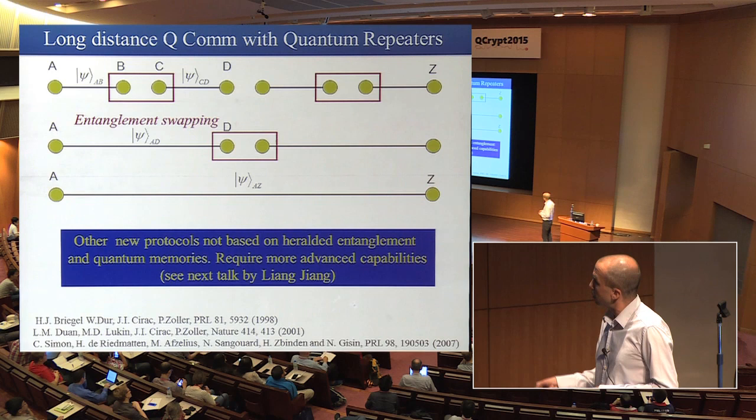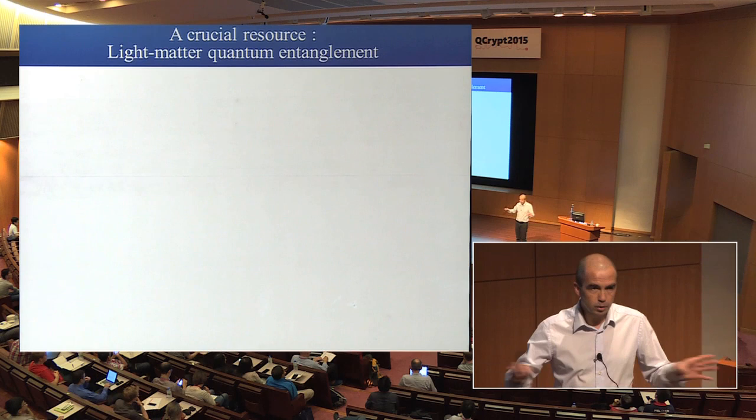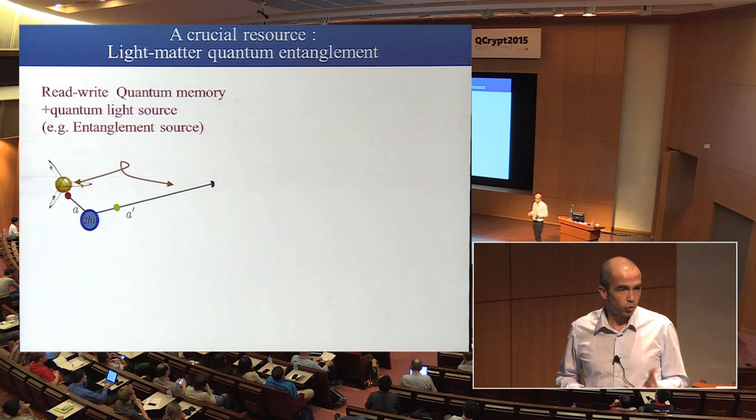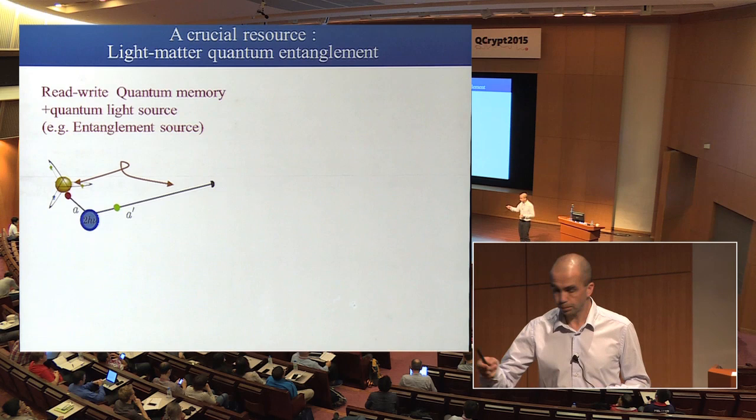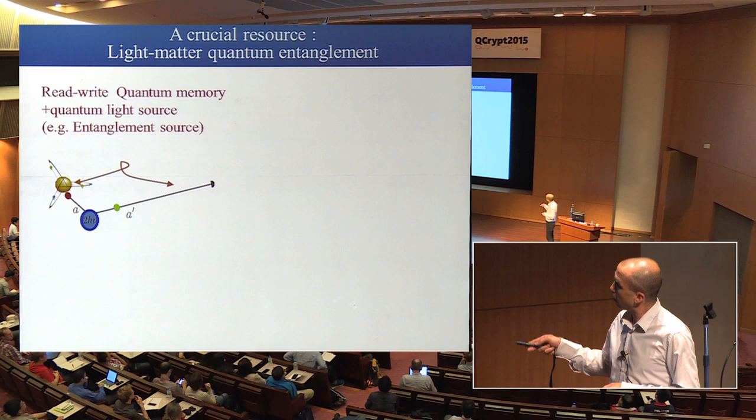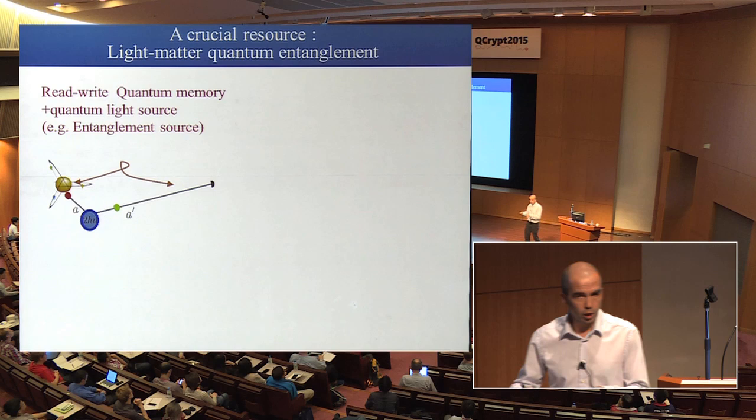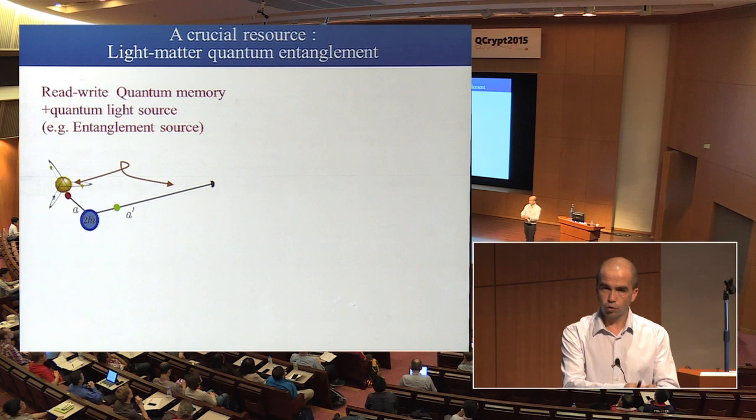Okay, so we want to distribute entanglement between remote quantum memories. So a crucial resource for this is to have entanglement between the memory itself and a photon that you will send far away. So there are basically two ways to do this. A first way would be to have what we call a read-write quantum memory. So it's a quantum memory where you take a quantum state on a photon, you write it in the memory, and then you read it out a time later. And then you have a source of entangled photons.